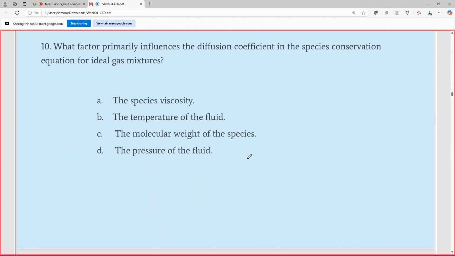Moving on to next question. What factor primarily influences the diffusion coefficient in species conservation equation for ideal gas mixtures? So the next question is on diffusion coefficient of ideal gas mixtures. Options are A. Species viscosity, option B. Temperature of the fluid, option C. Molecular weight of the species, option D. Pressure of the fluid.